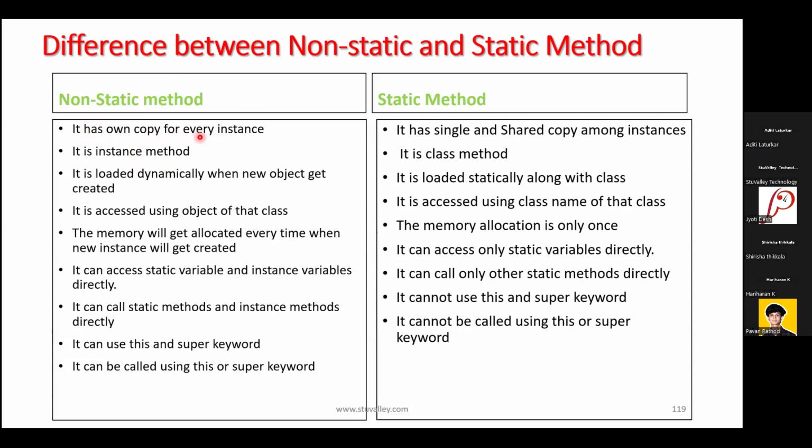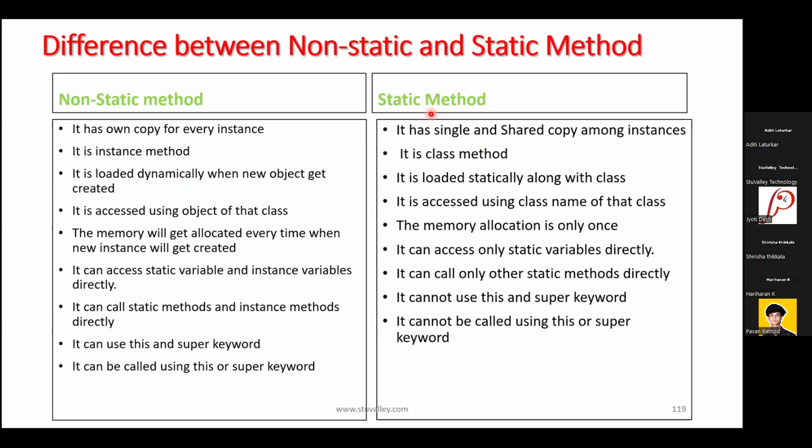A non-static method has its own copy for every instance. A static method has a single shared copy among instances. A non-static method is also known as an instance method, and a static method is also known as a class method. A non-static method is loaded dynamically when the new object gets created. So unless and until you create an object, memory will not be allocated for it. That's why non-static or instance methods get loaded dynamically when the new object gets created.